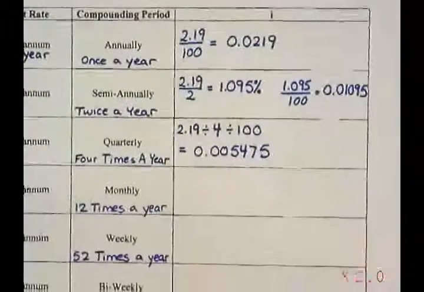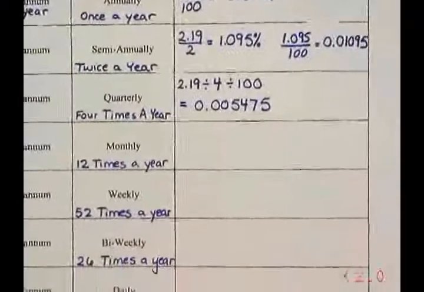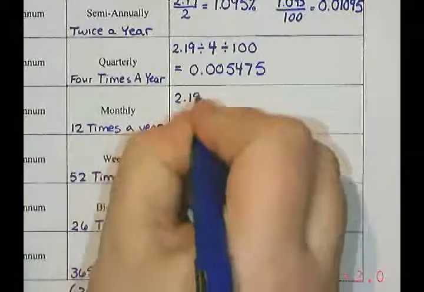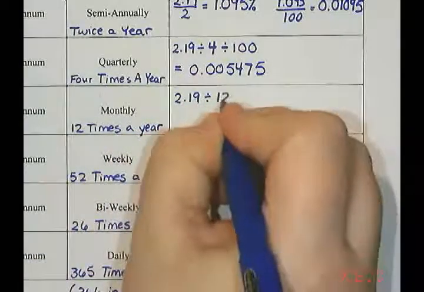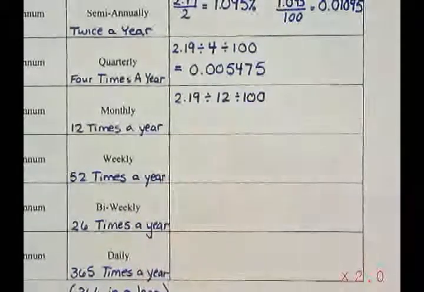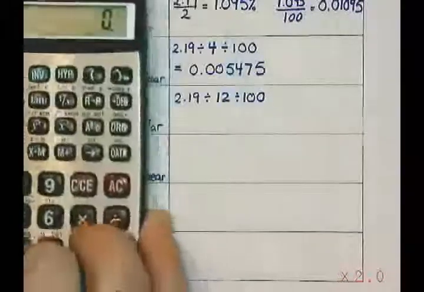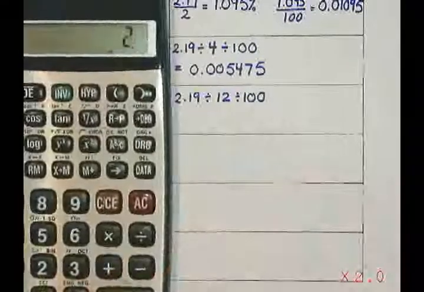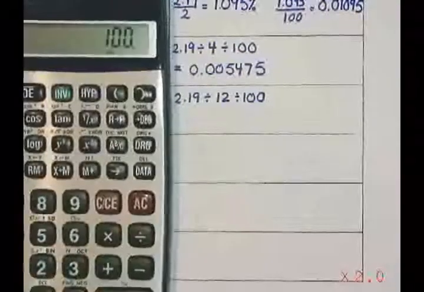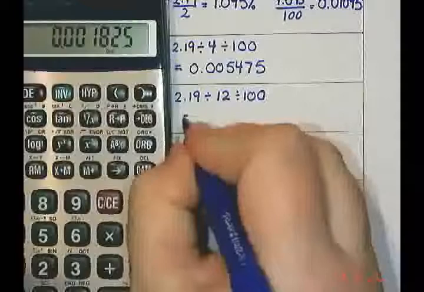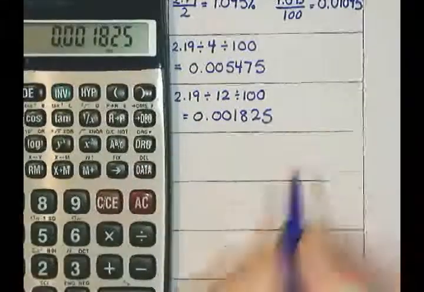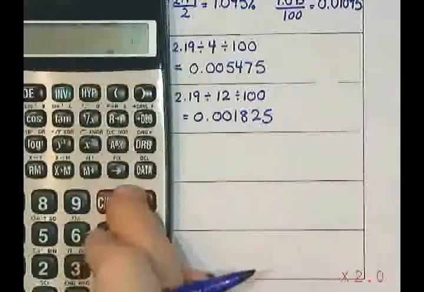All right, so our next one down here is monthly. So if we're earning the interest monthly, we take our 2.19% and we divide it into 12 equal installments. And then we also divide by 100, right, to turn it into a decimal. So 2.19 divided by 12 divided by 100 is 0.001825. Once again, you want to keep all of those decimal places.